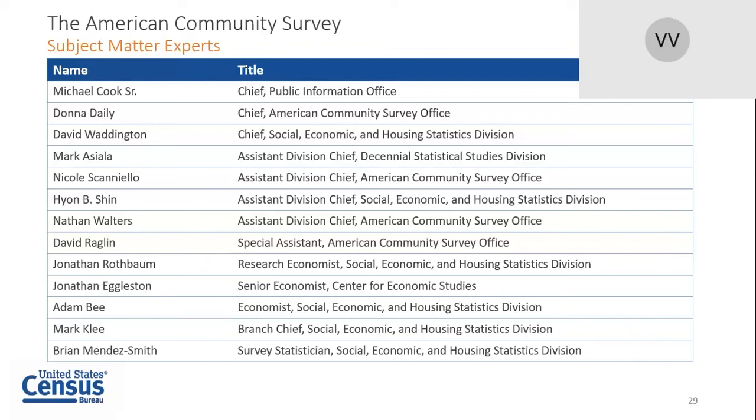Our next question comes from Lisa Freehill. Did we have anyone that could address Tammy's question about poverty before we move on?